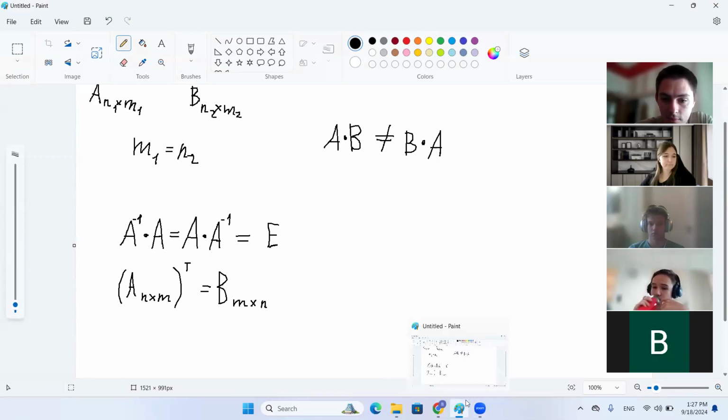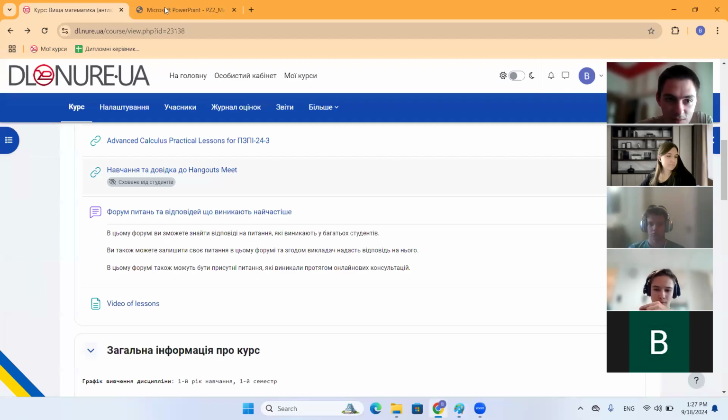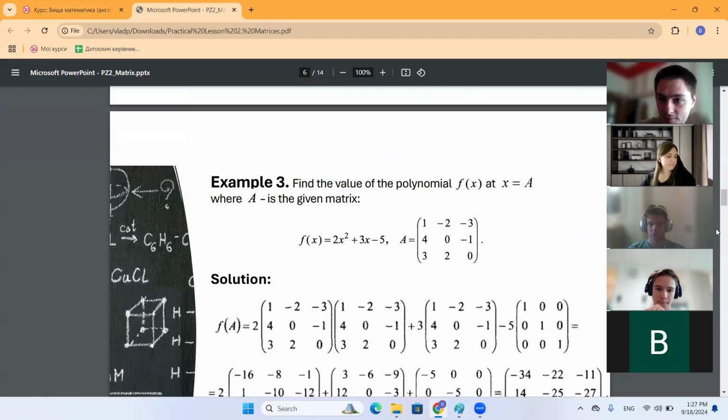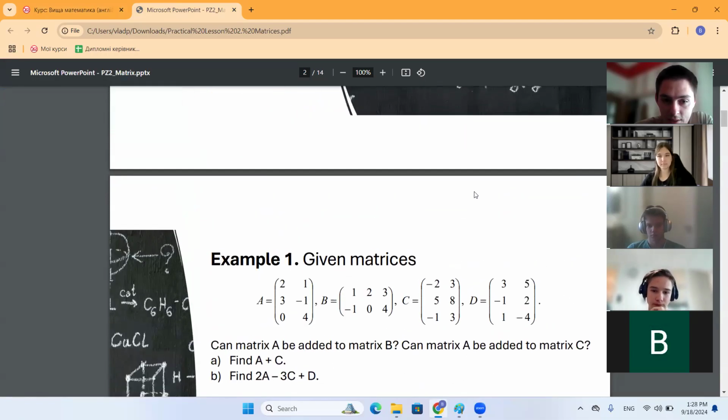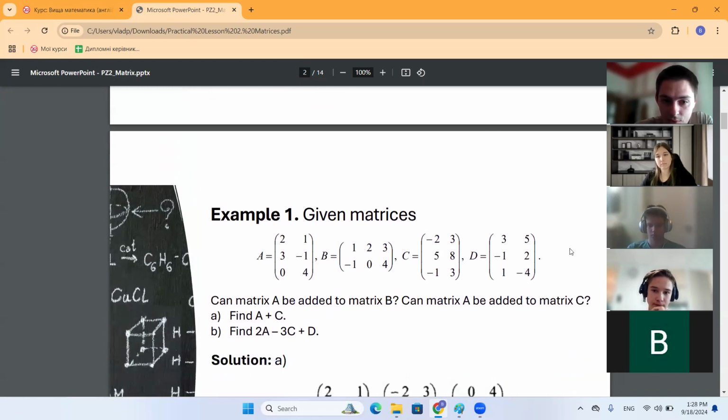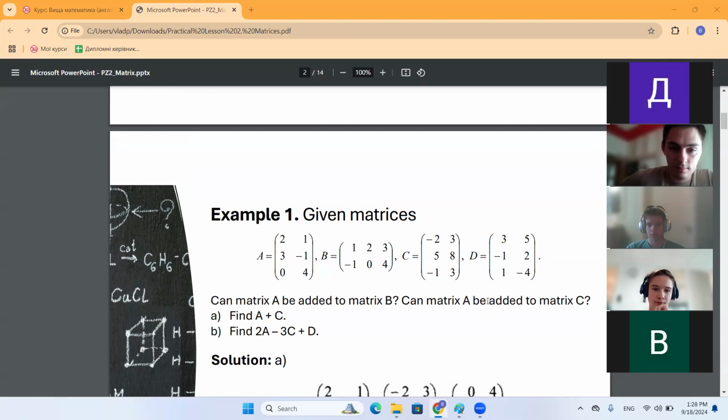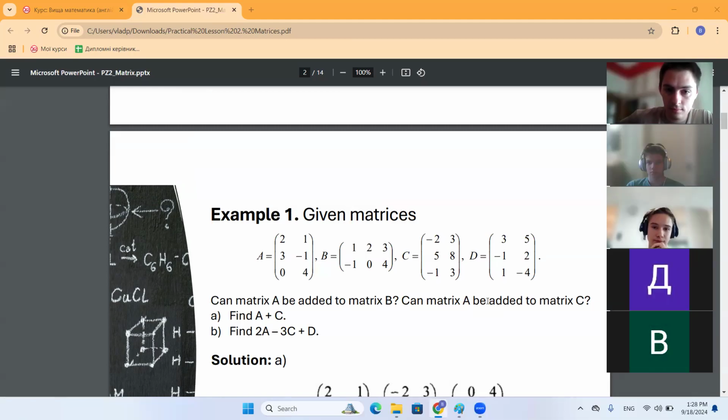Okay, so let's do our favorite part, exercises. And the first is quite simple. We will add matrices, subtract them. So the first question actually, if all matrices can be added or not. Who wants to answer? Dmitro? Only matrices with the same dimensions can be added. And which can we add, which cannot?